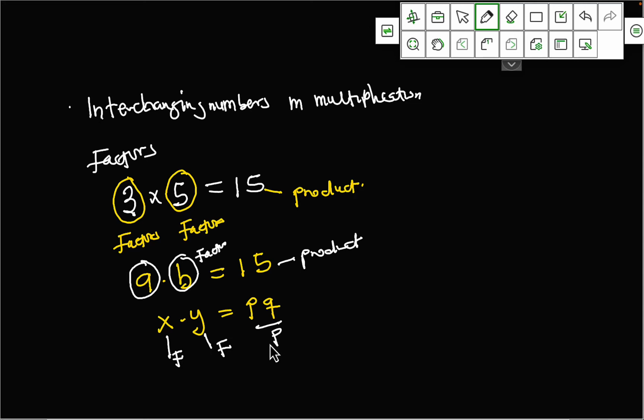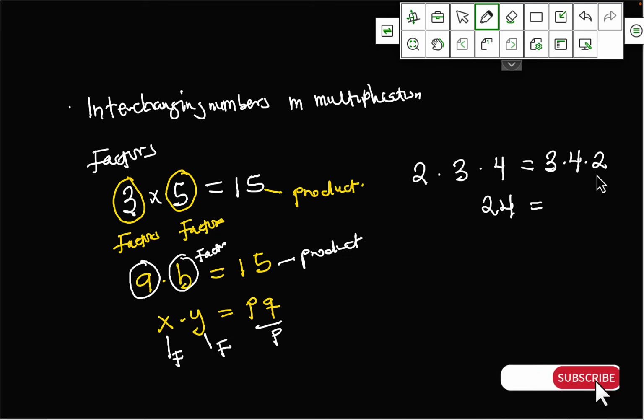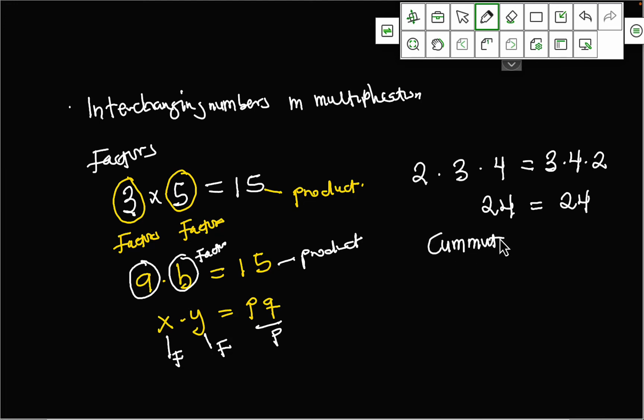Okay, now here we want to take note also that 2 times 3 times 4 is the same as 3 times 4 times 2, because 2 times 3 will give you 6, 6 times 4 will give you 24, and that is the same as 3 times 4 is 12, 12 times 2 also gives you 24. Now this is the same because of the property we call the commutative property, right?